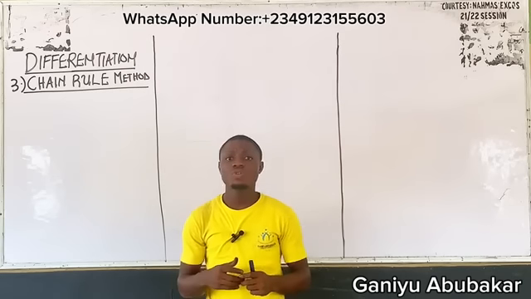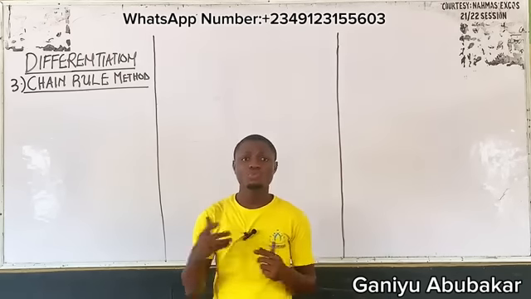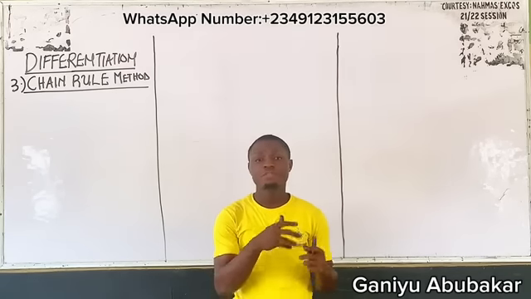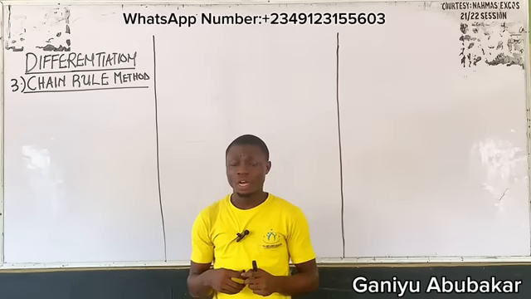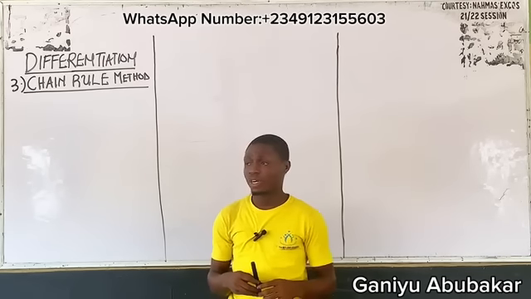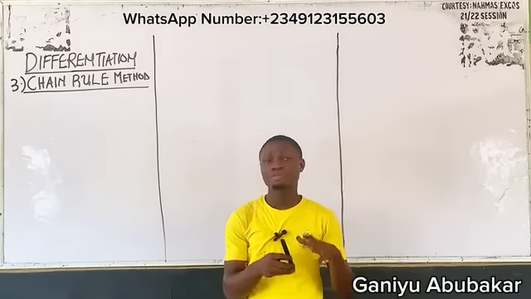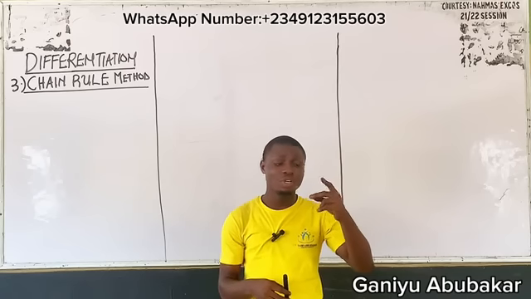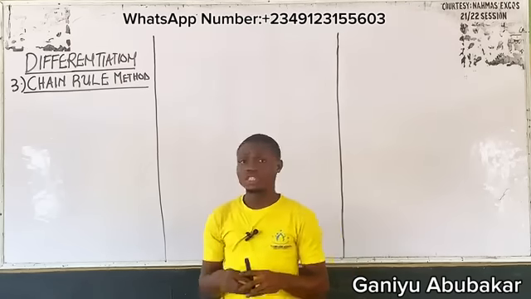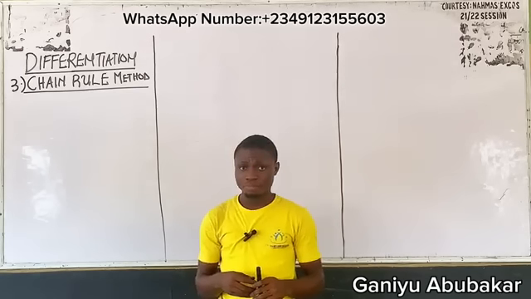For this class, we'll look at the second method of differentiation called the chain rule method of differentiation. Last class, we dealt with the first method of differentiation and also the general method of differentiation in our previous classes. I've done a good and explainable video for those two methods, the general method and the first principle. So let's now look at the third method, called the chain rule method of differentiation.